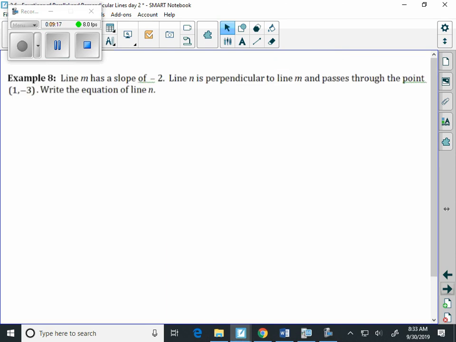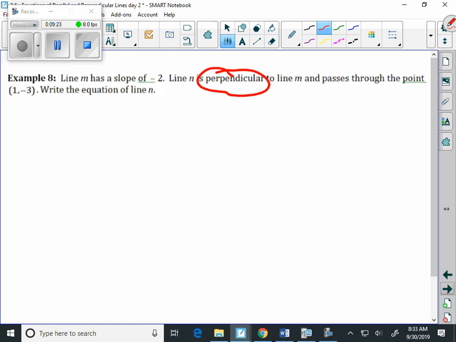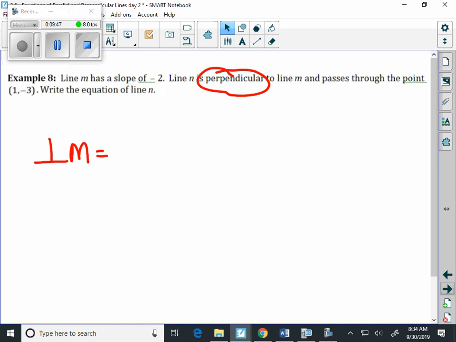Example A, line M has a slope of -2. Line N is perpendicular to line M and passes through the point 1, -3. Write the equation of line N. Well, line M has a slope of -2. We don't even have an equation to work with, but we know that we need to deal with perpendicular.